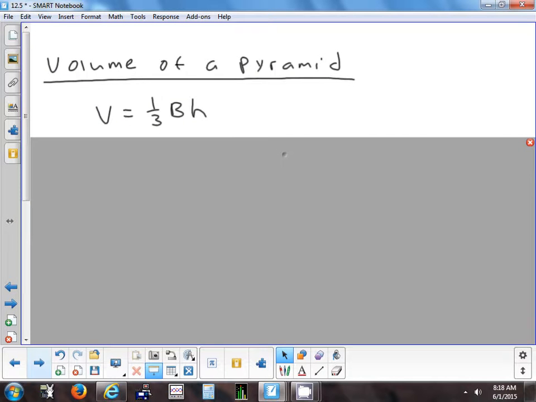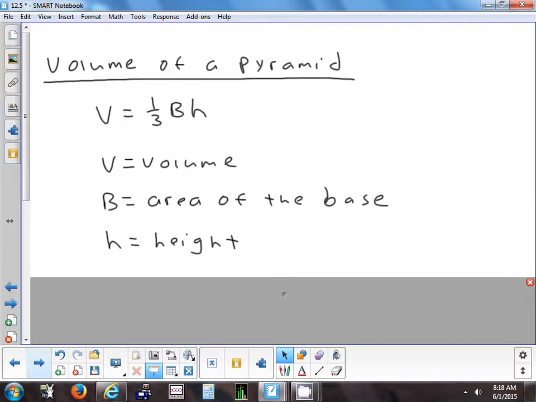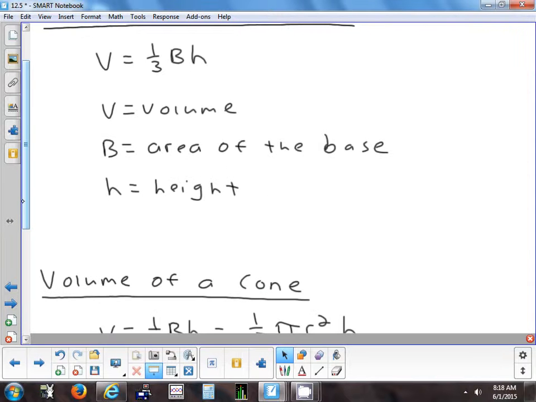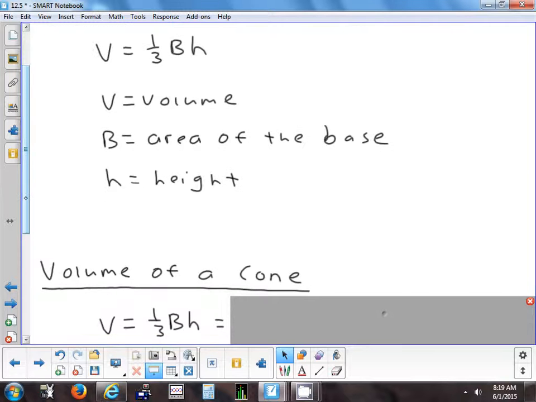And since it's 3, this is where the 1/3 comes in. The cube is 3 times as large as the pyramid, or you could say the pyramid is 1/3 the volume of the cube. So here's your formula for the volume of a pyramid. In fact, this formula will also work for the volume of a cone: 1/3 the area of the base times the height. The only difference with a cone is I can be a little bit more specific than this.